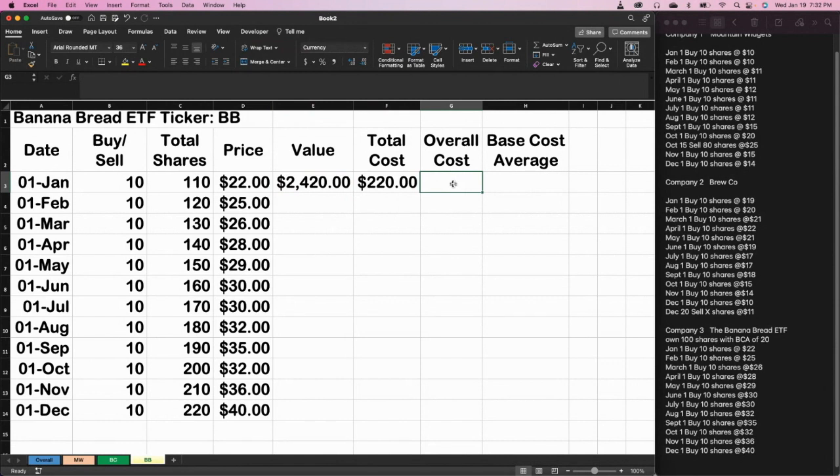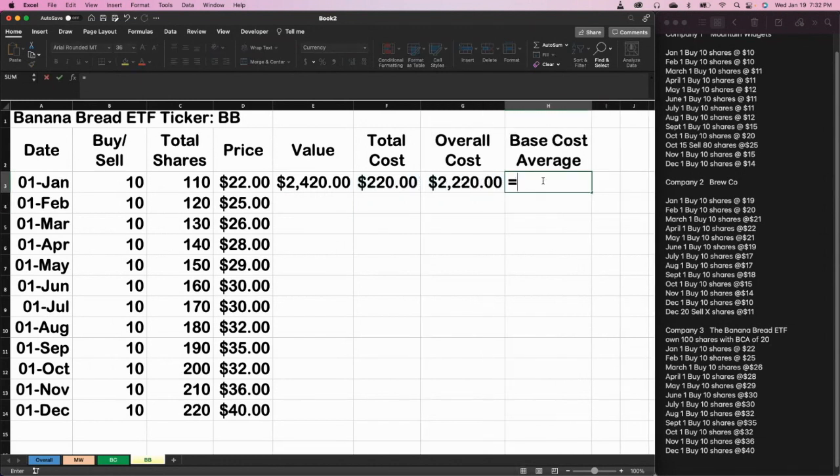Our overall cost is going to be equal to, and this is where we would have that number. I didn't put it in here, but we're going to just say, for example, for this one, that it's always been 20. So we're going to go with $2,000, plus this. So we'll bring that in. This makes it nice and easy for now. Base average cost, of course, is equal to this divided by our total number of shares.